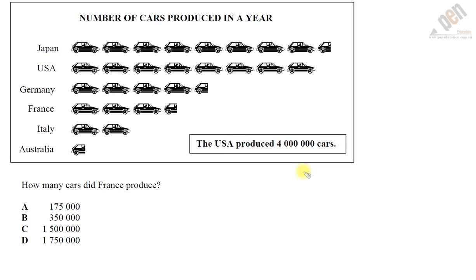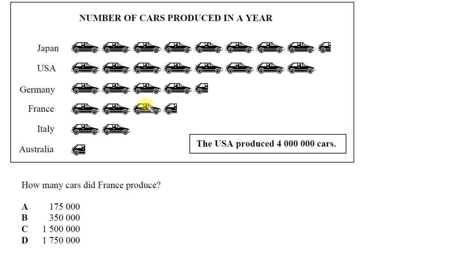Here is a diagram showing the number of cars produced in a year. This is done so pictographically, with a little graphic of a car representing a certain number of cars that have been produced by each respective country. It's also given here that the USA produced 4 million cars. Okay, our question here asks, how many cars did France produce?